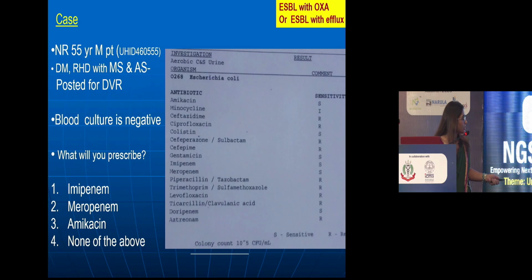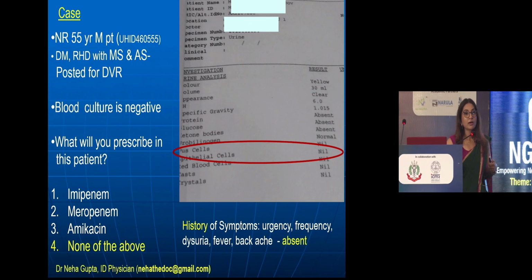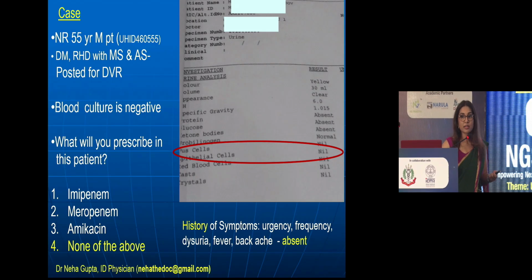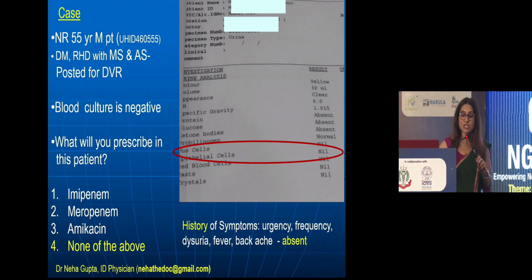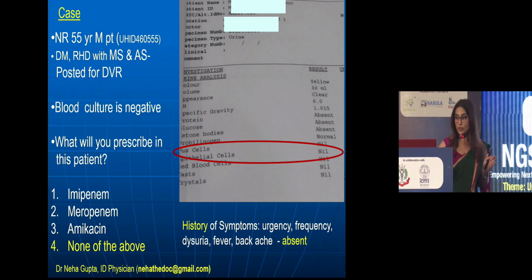So here these will be the options if you look at the culture report. However, we need to ask for the history, and if the patient does not have any history and the urine routine does not show any pus cells, then this is likely a contamination rather than a true infection. So any positive culture has to be clinically correlated with the urine routine as well as with the urine culture.